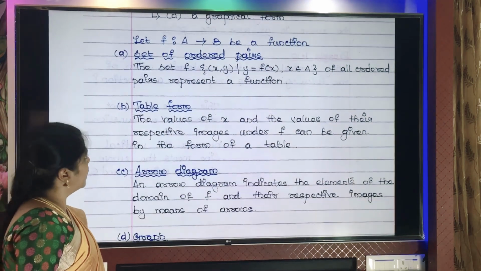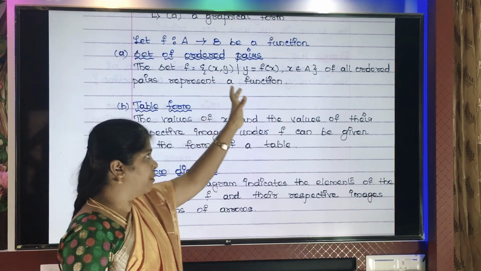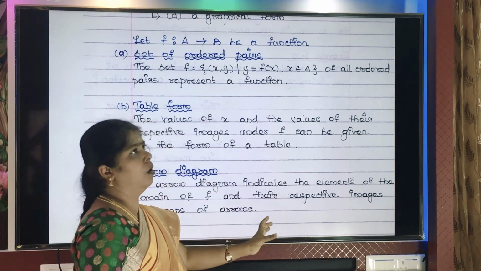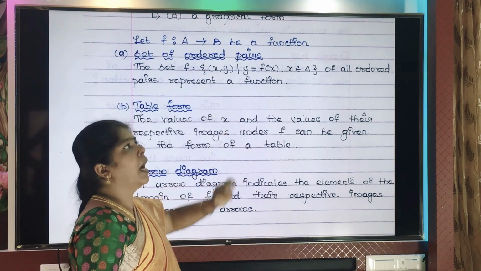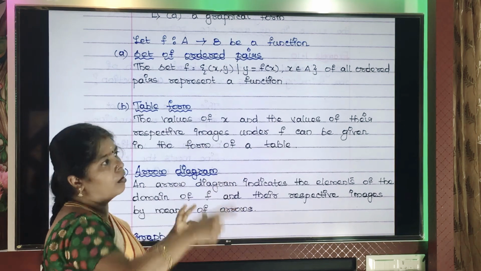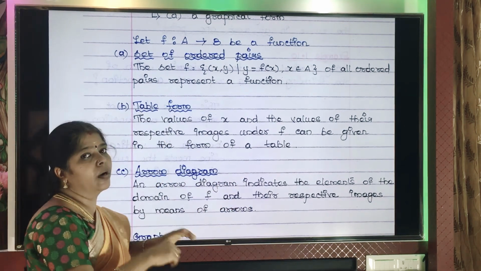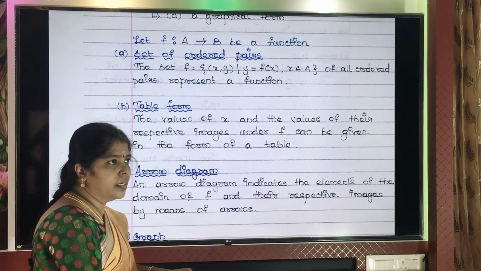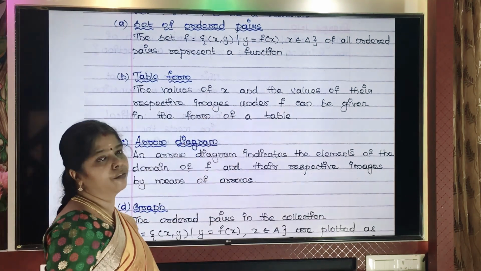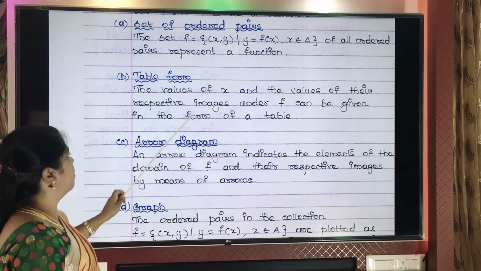Second is table form. You will write the elements of the first set in one column or in one row and the elements of the second set in another row or another column. Whether you write it in vertical form or in horizontal form, writing them in rows and columns is what is called table form.